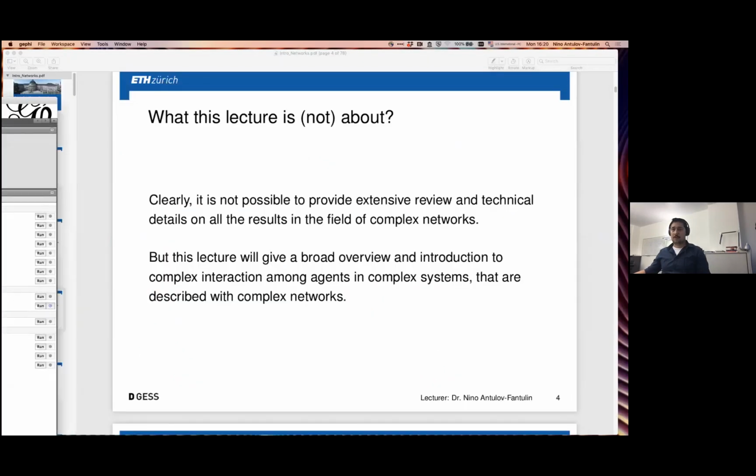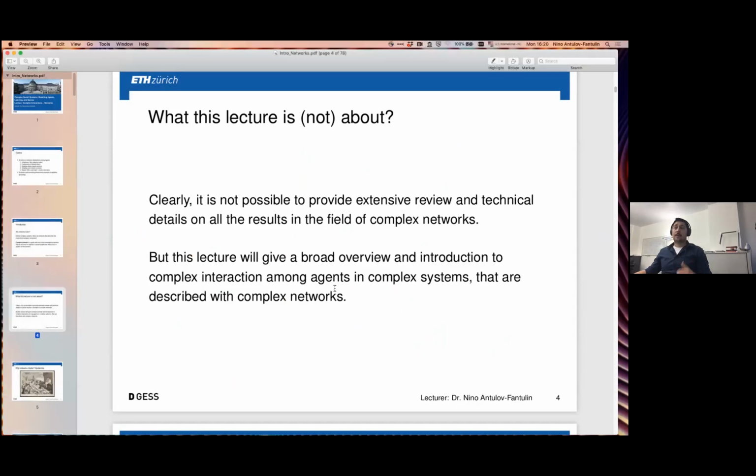What this lecture is not about: clearly, it's not possible to provide an extensive review and technical details of all the results in the field of complex networks. Although this is a relatively young field, it already has quite rich literature. But this lecture will give a broad overview and introduction to interaction among agents in complex systems that are described with complex networks.